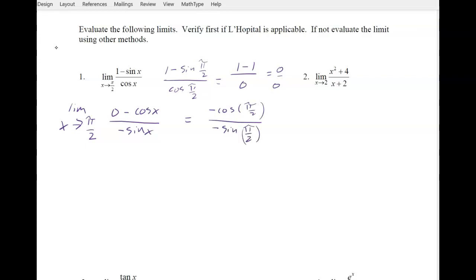Well, the cosine of pi over 2 is 0, so negative 0 is just 0. The sine of pi over 2 is 1. I get 0 over negative 1, or 0. This limit is 0. You can confirm that by looking at a graph or using a table. So that's problem 1. Now try problem 2. Stop the video, try it, and come back.